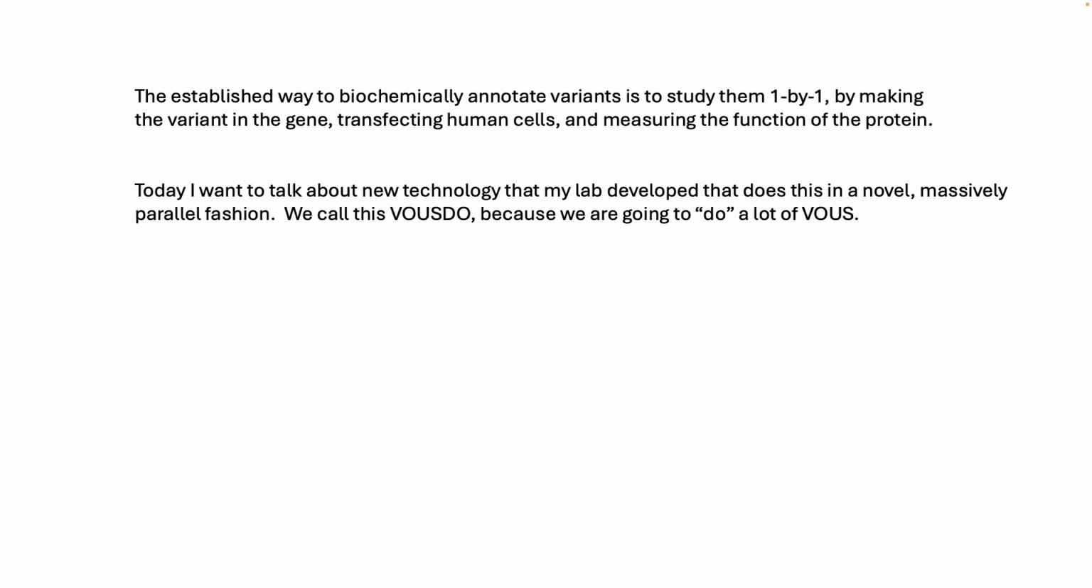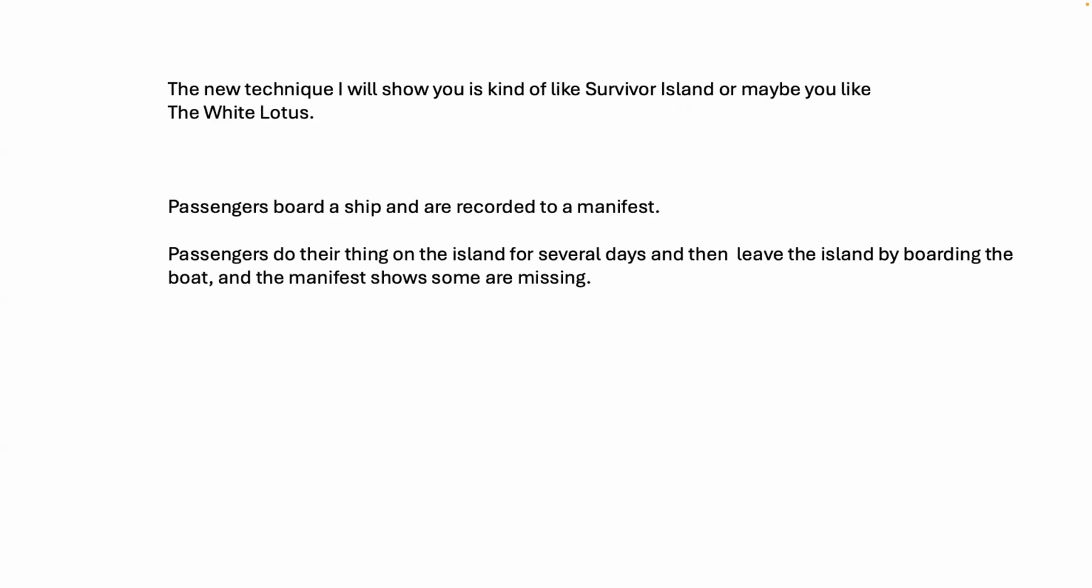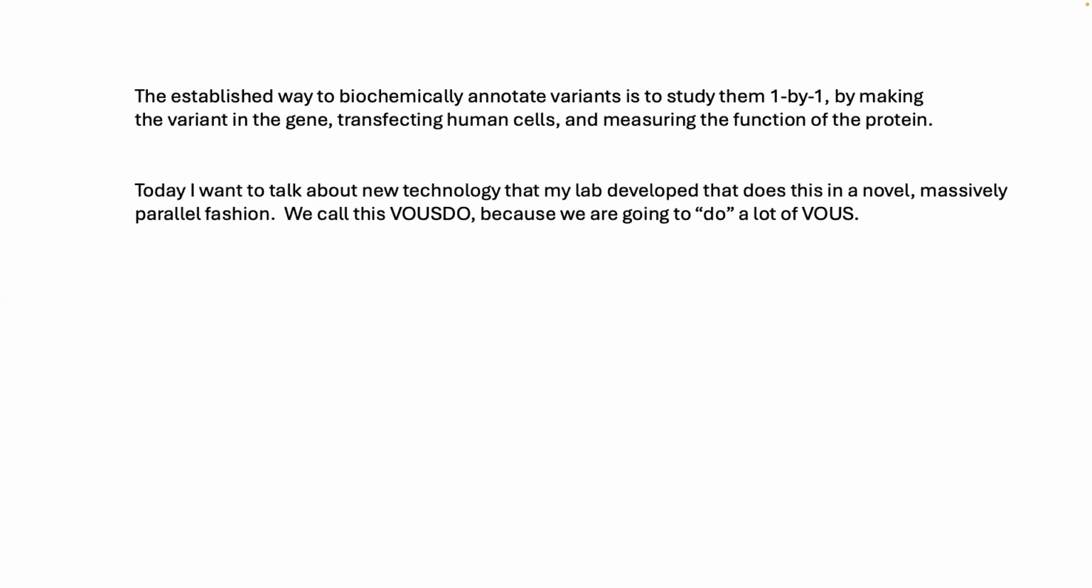The established way to biochemically annotate VUs is to study them one by one by making the variant in the gene, putting it into human cells, and measuring the function of the protein. Today, I want to talk to you about a new technology that my lab developed that does this in a novel, massively parallel fashion. We call this voodoo because we're going to be doing lots of VUs. We thought about calling it Voodoo Child, if you're a Jimi Hendrix fan, when it's applied to newborns, but anyways.